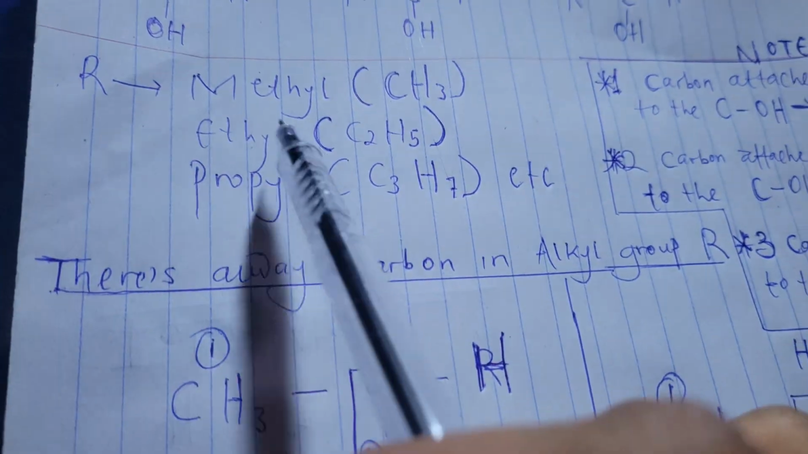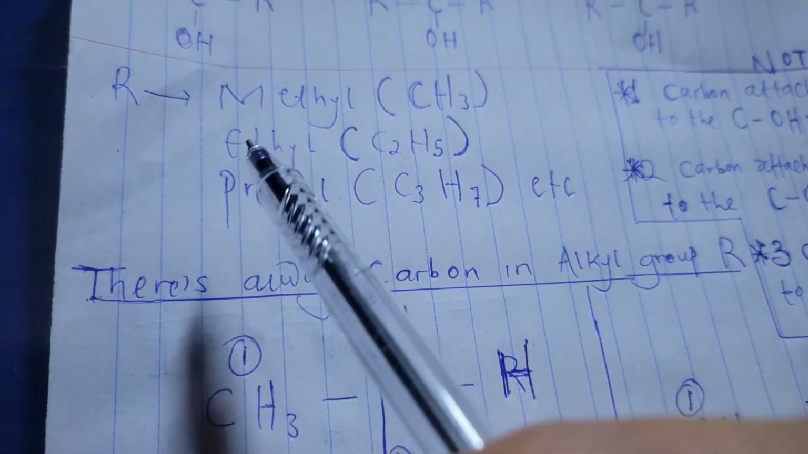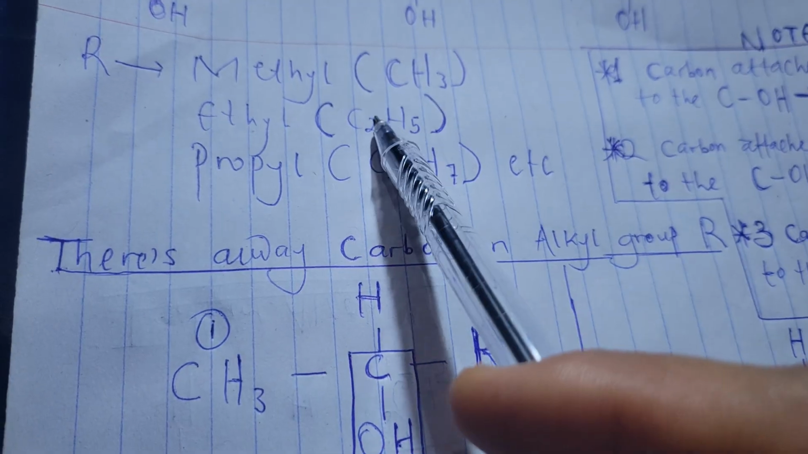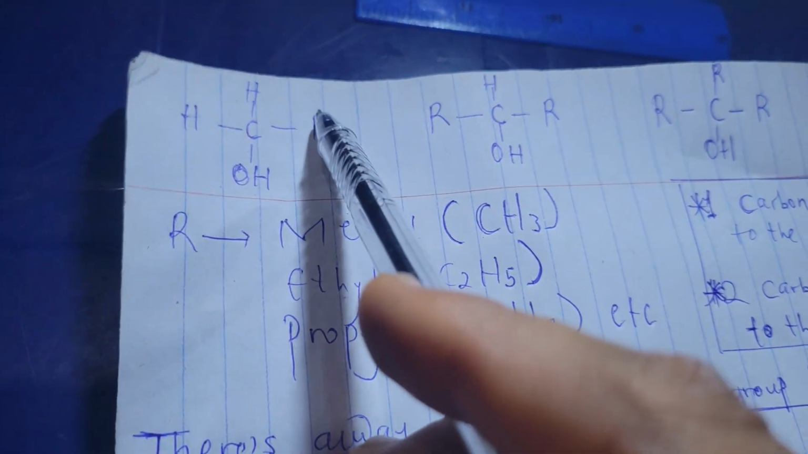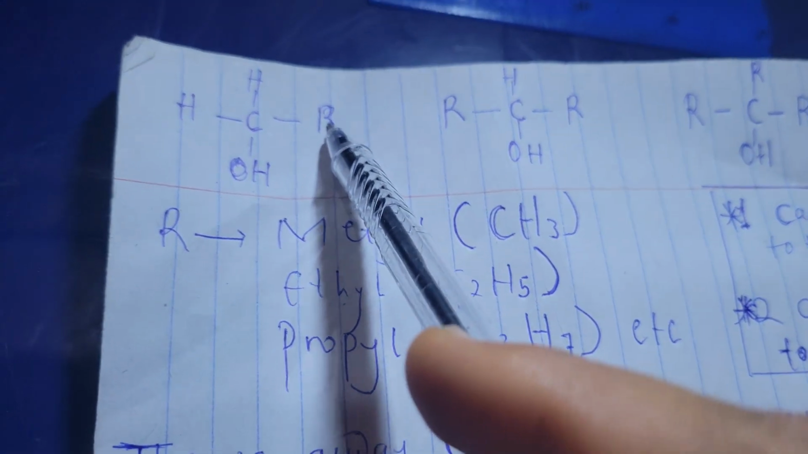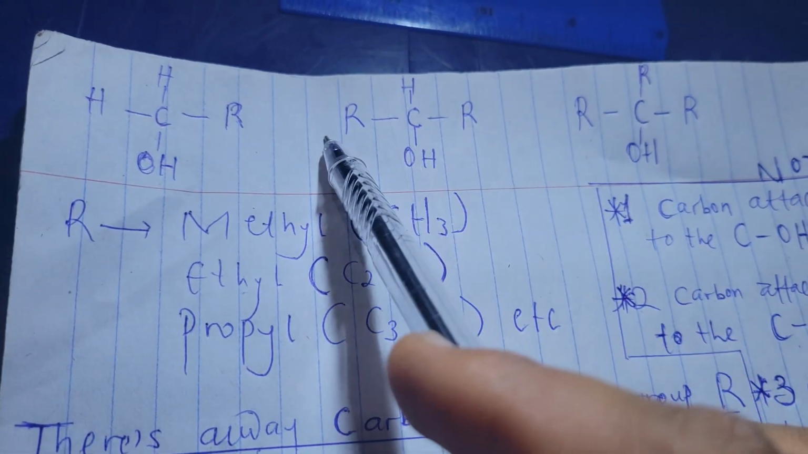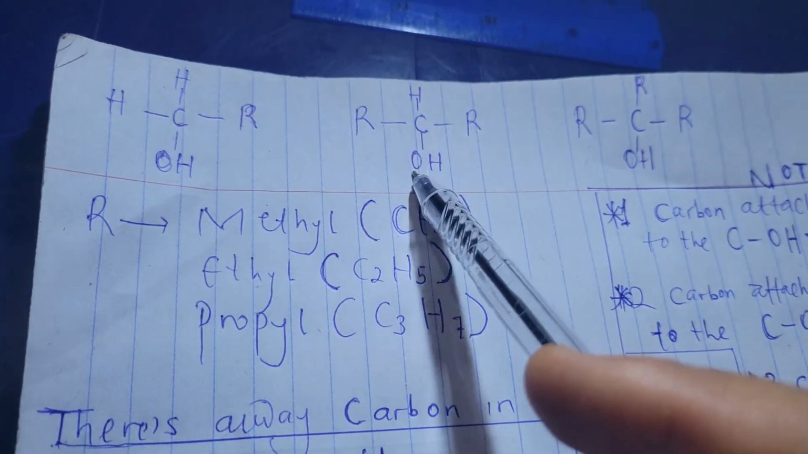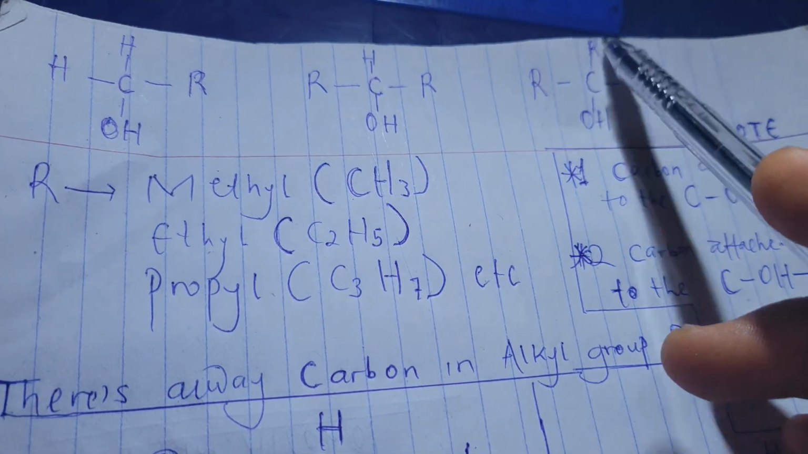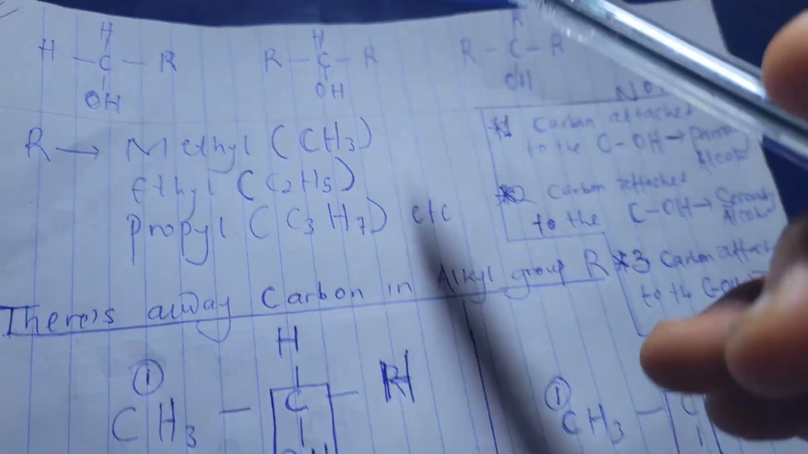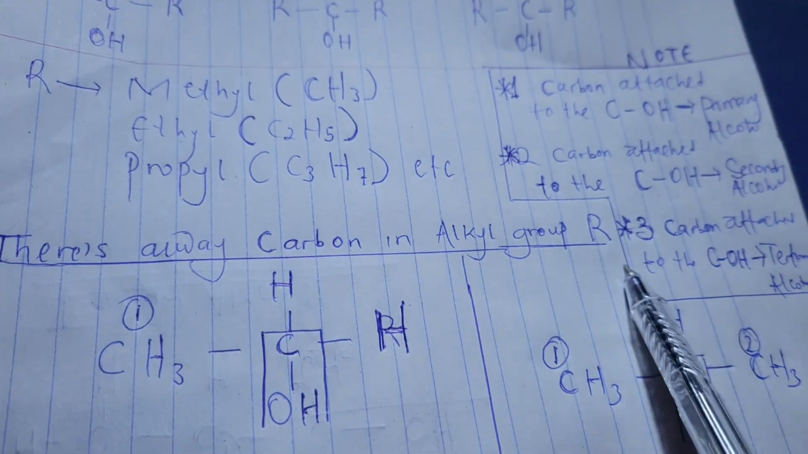Now don't forget that your R is your alkyl group. It can be methyl, ethyl, or propyl. You know that in an alkyl group there's always carbon. So in this R, there's always carbon in it. So this one has one carbon attached to the carbon that has the OH. This one has two R, so it has two carbons attached to the COH. And this one has three carbons. R always has carbon because this is an alkyl group.